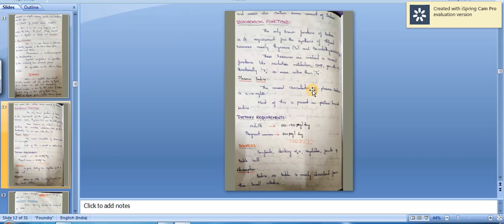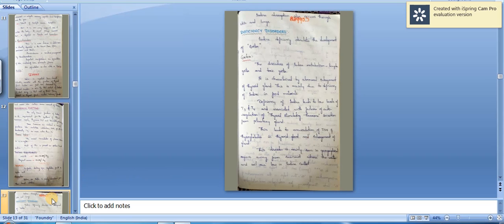Coming to sources: seafoods, drinking water, vegetables, fruits, and table salt are the sources of iodine. Next, absorption. Iodine as iodide is mainly absorbed from the small intestine. Iodine absorption also occurs through the skin and lungs.